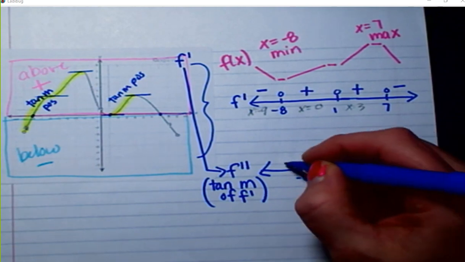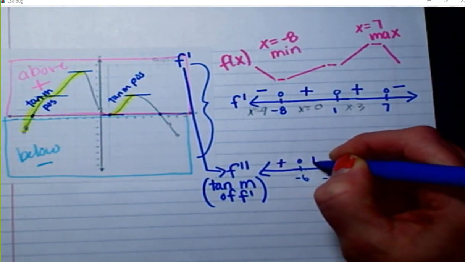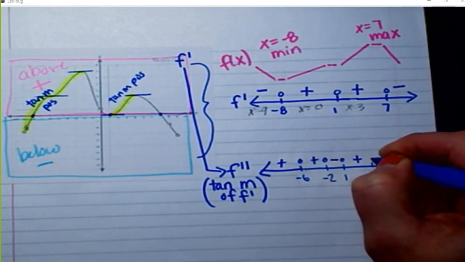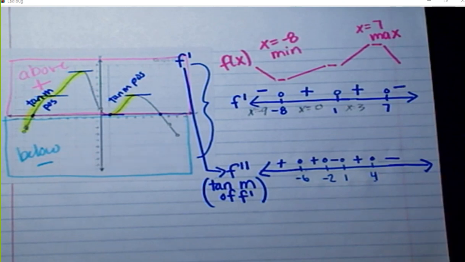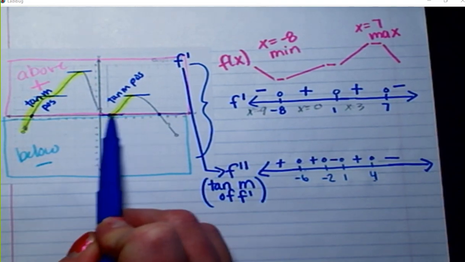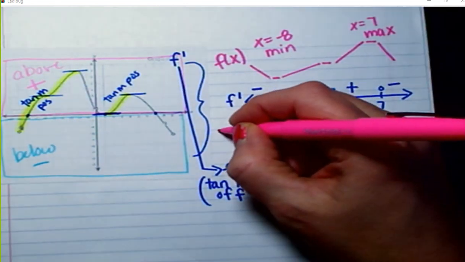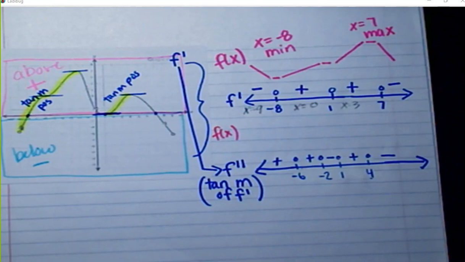Positive tangent slope. Positive, 0. Positive, 0. Negative, 0. Positive, 0. Negative. Make this one darker. Horizontal tangents: 0, 0, 0, 0. Positive tangent slope.